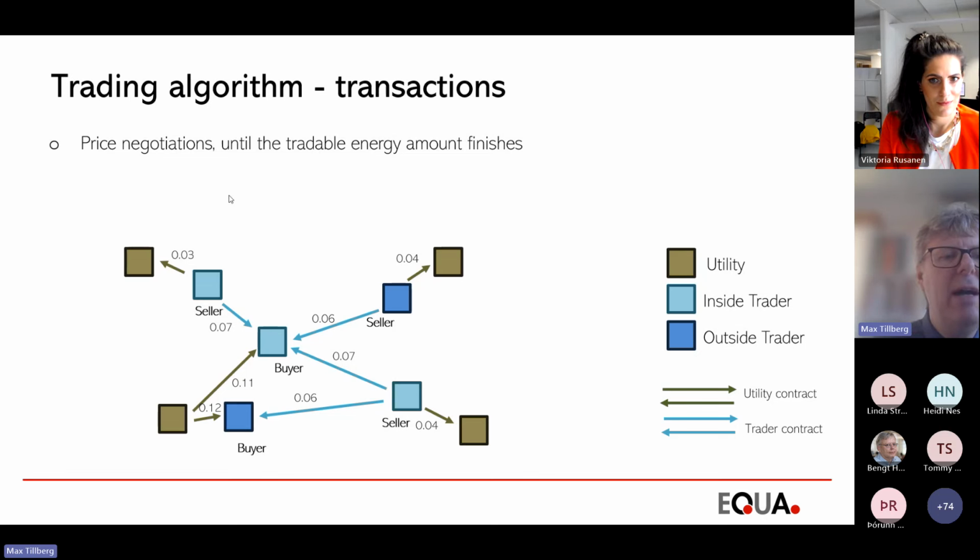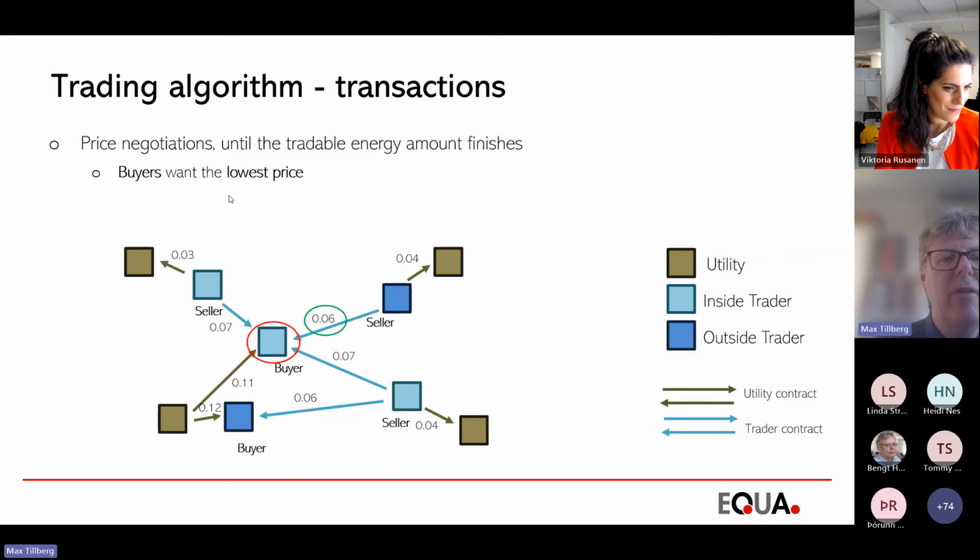So now we need to define who buys and sells. So buyers, they want to buy at the lowest price, obviously. So we can mark this as a buyer and he wants to buy at the lowest price, and that is 6 cents from this seller up here, the blue one. And then we have a few others. They are 7 cents. And then we have another buyer, and here we have the same price.